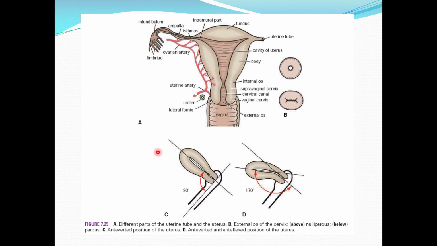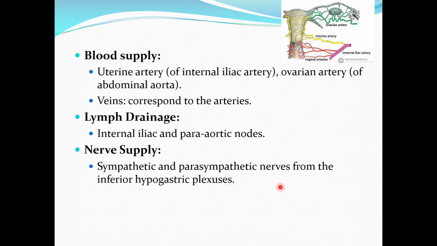Here in this diagram, you can see the anteversion position of the uterus, when the long axis of the body of the uterus is at 90 degrees with the long axis of the vagina, and when it is more bent anteriorly, then it is called the anteflexed position of the uterus.